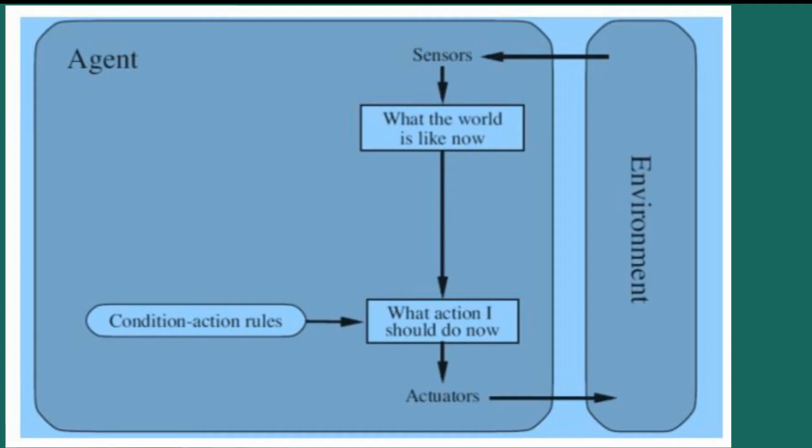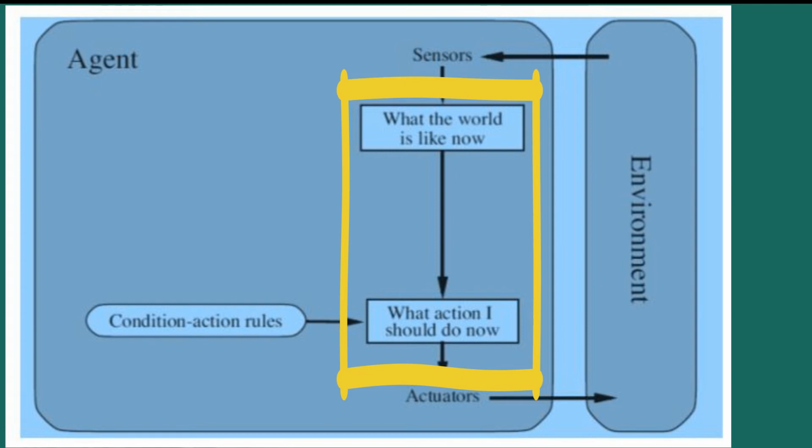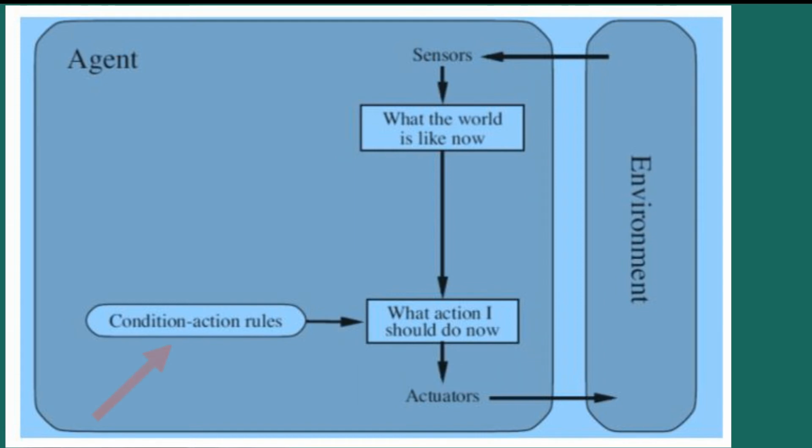Now in this figure we use rectangles to denote the current internal state of the agent's decision process and the oval to represent the background information used in the process. So here these two rectangles denote the current internal state of the agent. So what the world is like now, this is one state, and what action I should do now, that is another state. The oval represents the background information. So here we are putting the condition action rules in the form of background information.